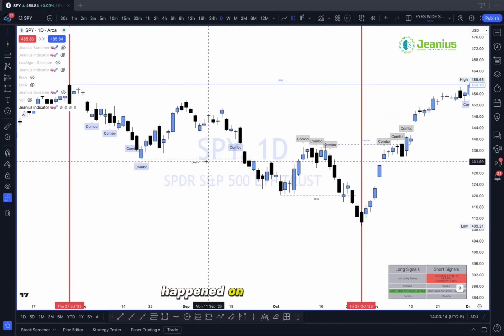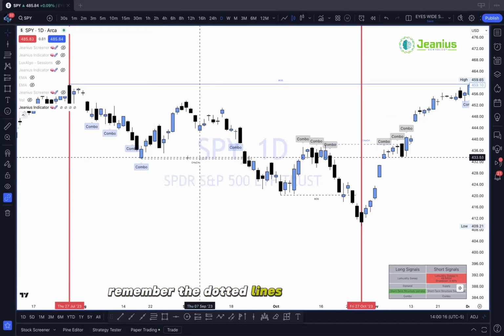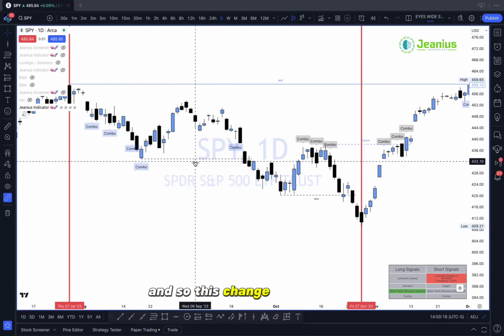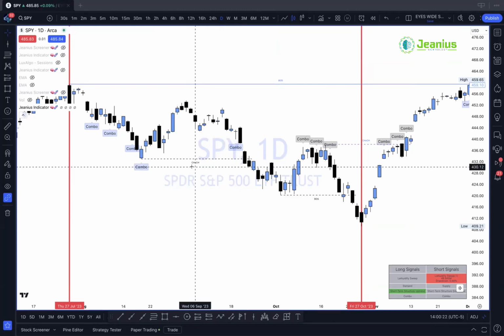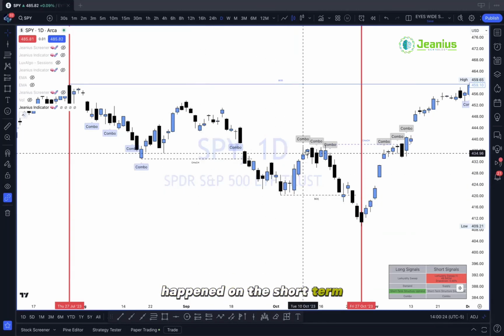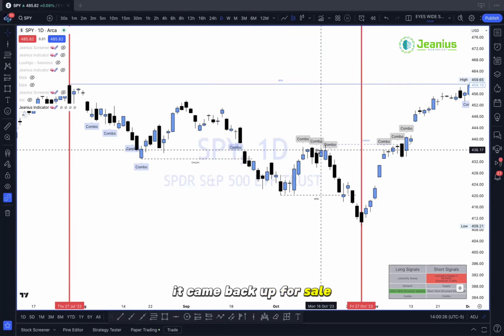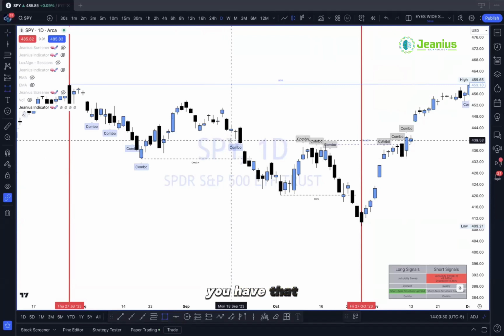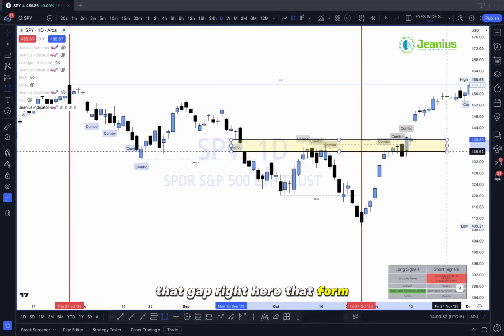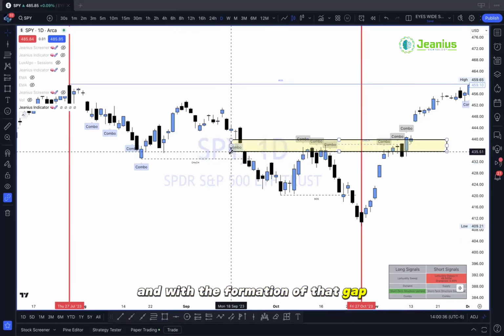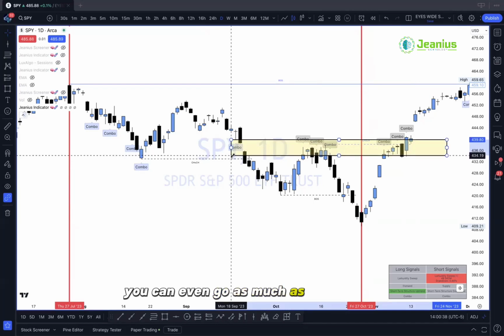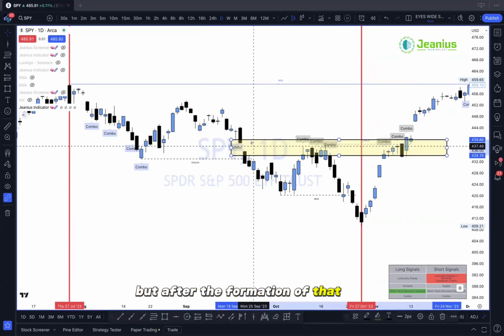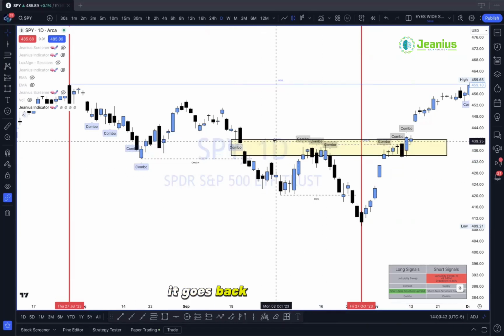because this change of character happened on the short term. Remember, the dotted lines is the short term. And so this change of character happened on the short term, and after this change of character happened on the short term, it came back up for a sell. And for those ICT individuals, once again, you have that gap right here that formed, and after the formation of that gap, what happens? It goes back into that gap.